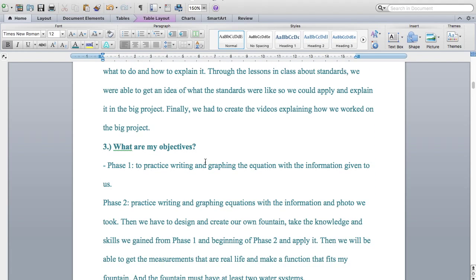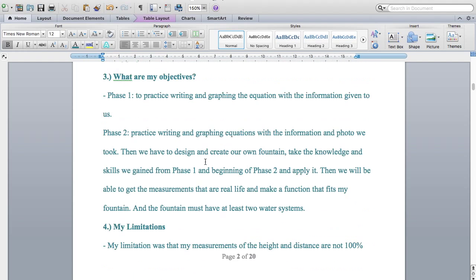My objectives for phase 1 were to practice and warm up the skills and graph the equations with the information given to us. For phase 2, since there were two parts, they're quite similar, but the first part was to level up a bit more and write our own equations, and the second part was to completely make our own arc, solve it, and get the results ourselves.